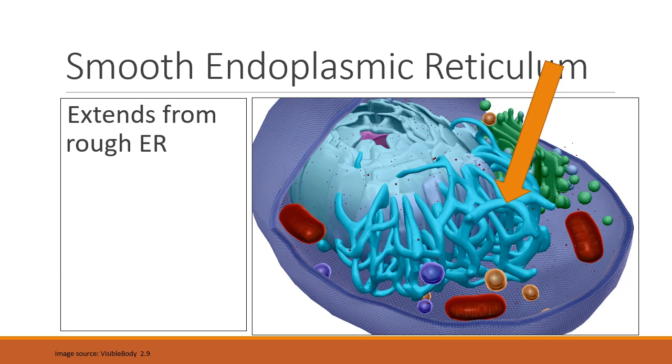Because there is rough endoplasmic reticulum, there's also smooth endoplasmic reticulum. The smooth endoplasmic reticulum does not have ribosomes on it. The smooth ER will function to create other substances. For example, steroid hormones is one thing that could be created in the smooth endoplasmic reticulum. But the smooth ER does not generate proteins because there's no ribosomes on it.